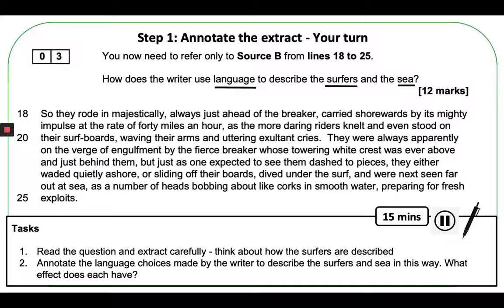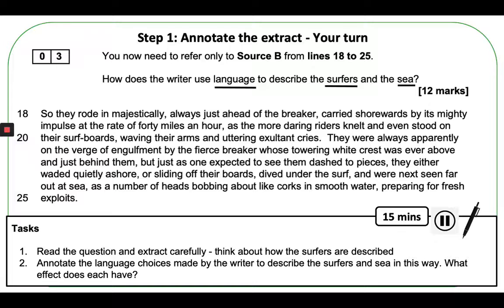How does the writer use language to describe the surfers and the sea? It's over to you. You've got 15 minutes. Read the question, read the extract, think about how the surfers are described, and then just like I've just demonstrated to you, pluck out 4 quotations, 2 about the surfers, 2 about the sea. Pause your video to do this now.